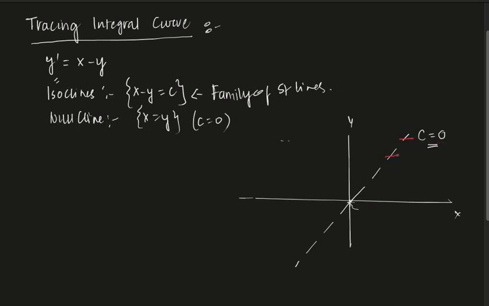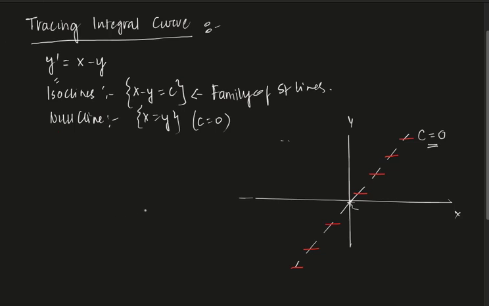So the slope of the integral curves should be parallel to x equals y, something like this. Yeah, that is the slope. Okay, right. Now let's draw, maybe this is c equals 0. Now let's look at c equals 1.